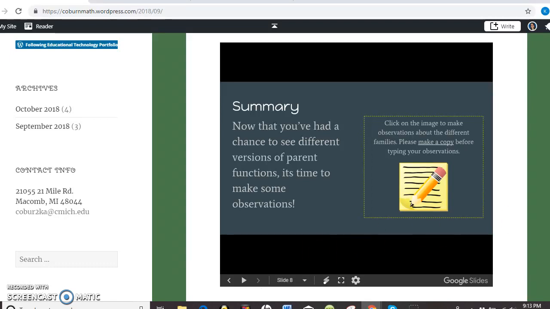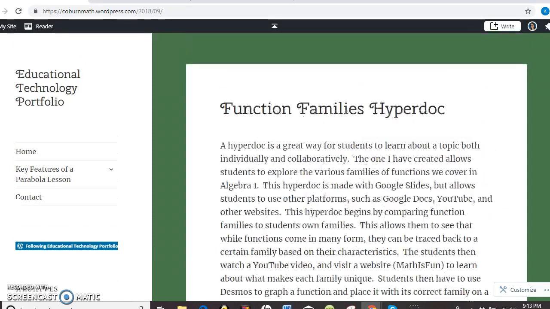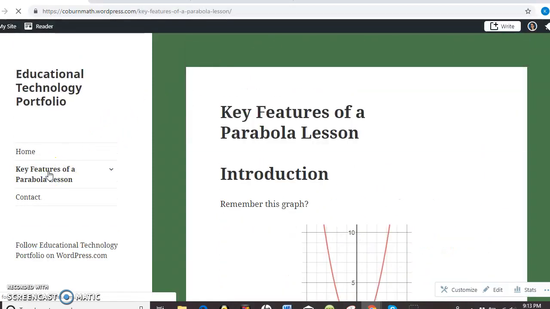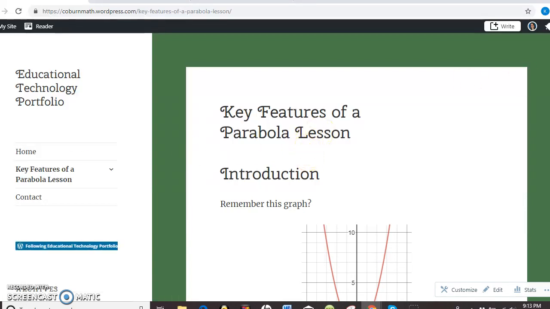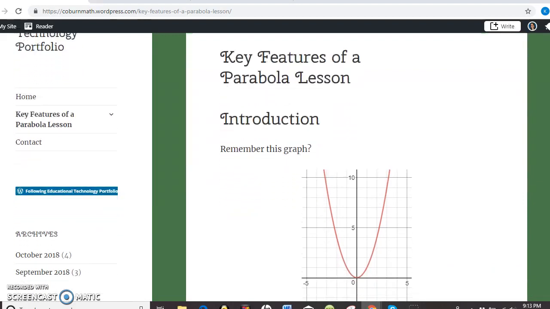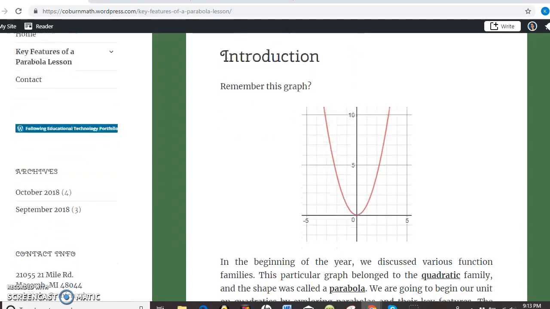Actually, for later in the year, I technically did create a web quest here in my online lesson plan, key features of a parabola. I'm kind of kicking myself that I didn't create it for the linear unit that we're starting this week, but now I have this to use in second semester when we talk about parabolas, which is nice.